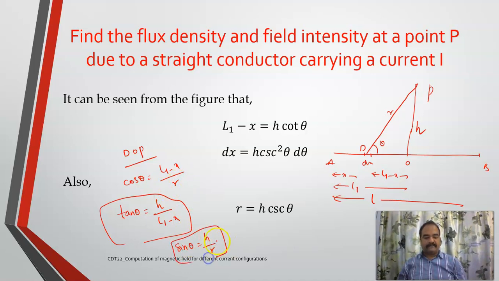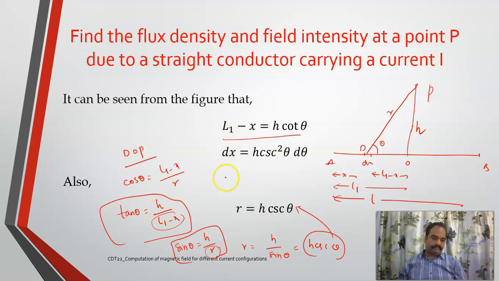So first of all, I'll calculate r. What is r? r is nothing but h by sine theta, which is nothing but h cosecant theta. This is one thing. The other one is L1 minus x equals h cot theta. So if you differentiate this, what will you get? dx is equal to h into cosecant square theta d theta. Now I substitute these two terms, dx and r, in this equation.